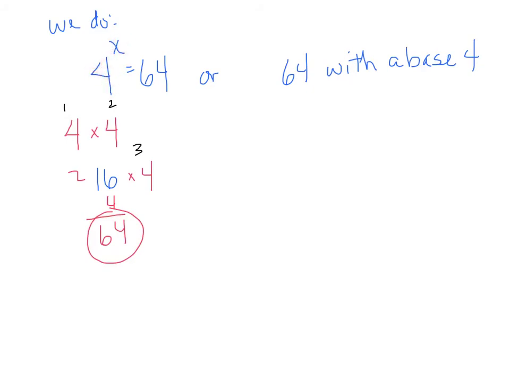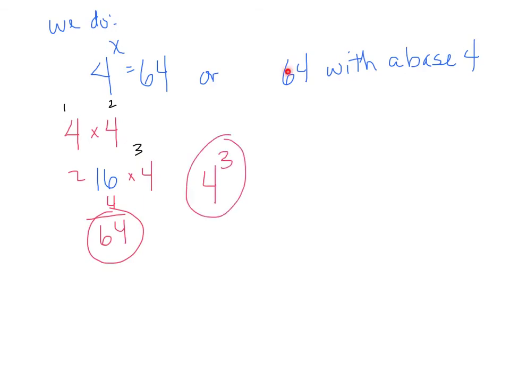This is how many of them in order to reach 64. Well, when I planned it out, 1, 2, 3 times would give me 64. So x then for this exponent is going to be 3. 1, 2, 3. So you would say it's 4 to the 3rd is going to equal 64.